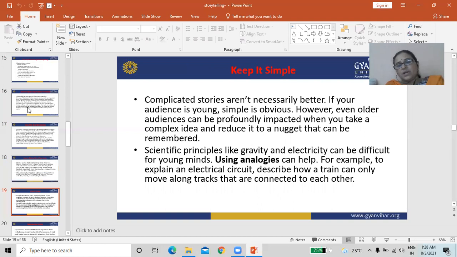Scientific principles like gravity and electricity can be difficult for younger minds. Using analogies can help. For example, to explain an electric circuit, describe how a train can only move along tracks that are connected to each other.